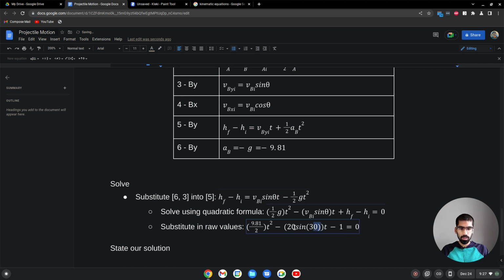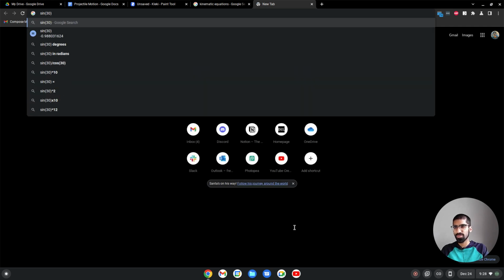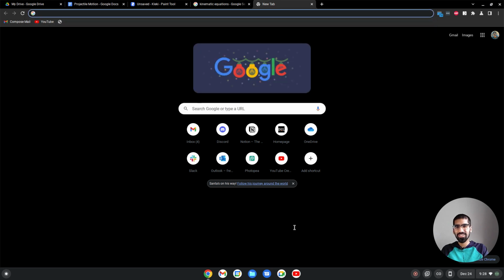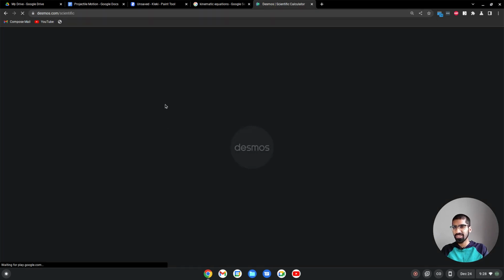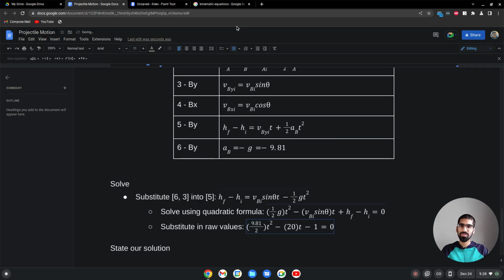What's sine 30 degrees? 1/2. You can type it into Google if you don't believe me. Oh, maybe you shouldn't believe me, it's not 1/2. I'm pretty sure it's supposed to be 1/2. Is that in radians? Yeah, it's 1/2. Google lying to me. Anyways, it's going to be 20 times 1/2, which is just going to be 10.